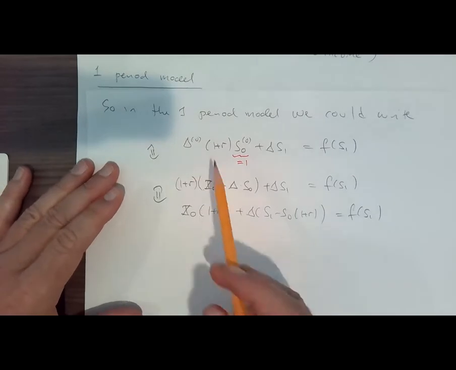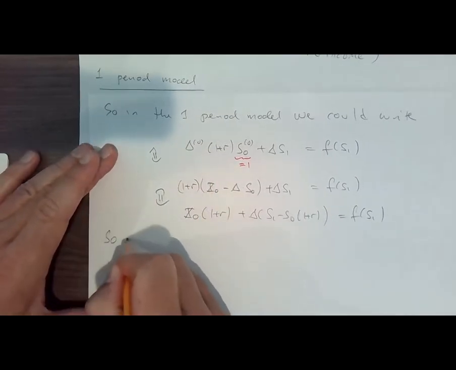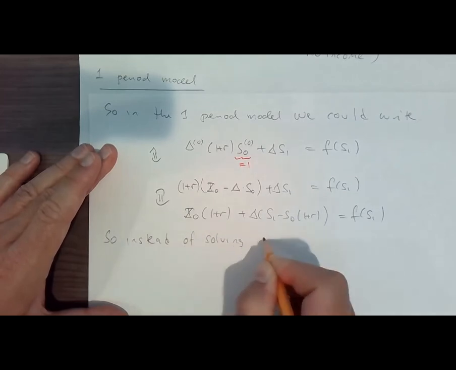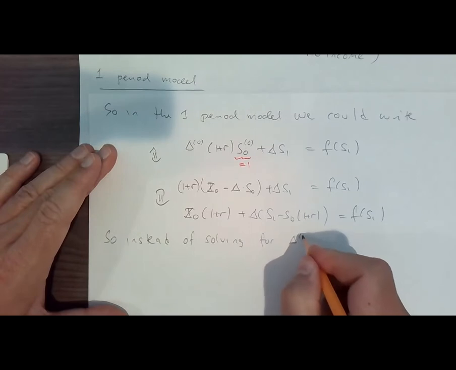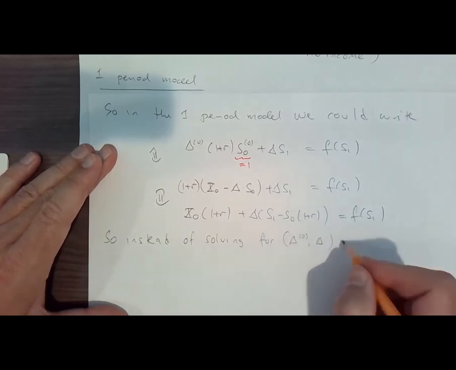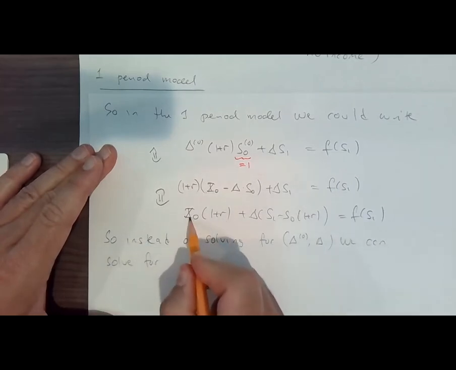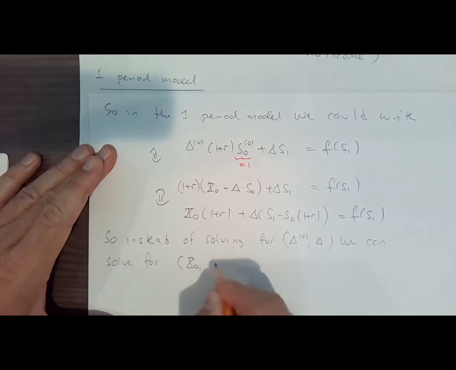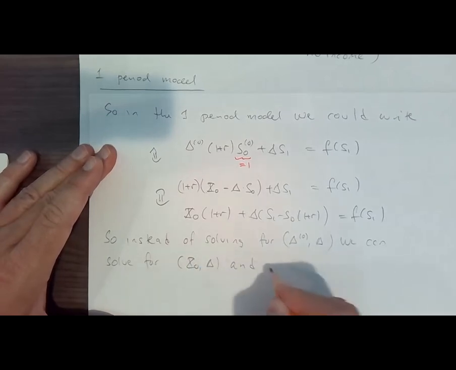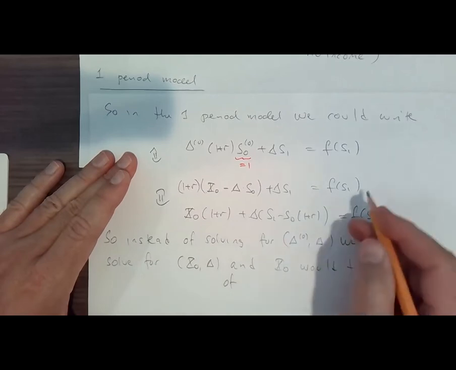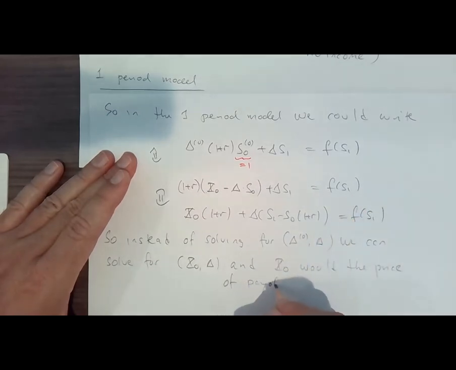And then instead of solving for delta naught and delta, we can solve for x naught and delta. And x0 would be the price of the derivative of the payoff at time 0.